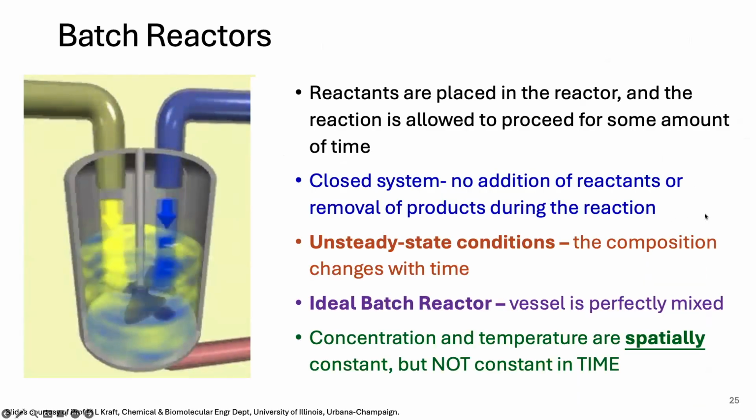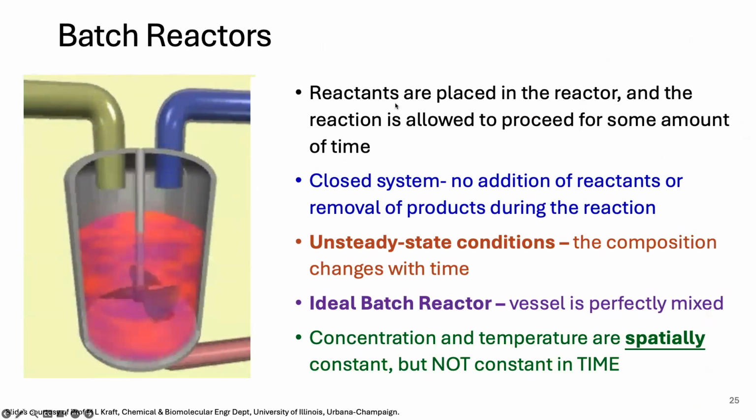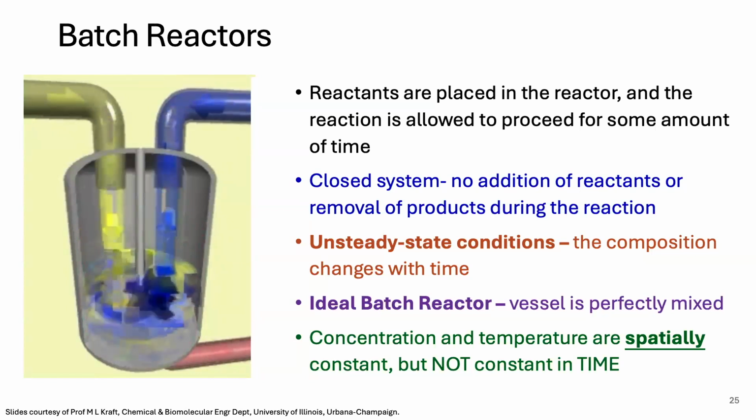So how do we run them? We mix together our reactant or reactants in the reactor and then allow the reaction to proceed for some amount of time. How long depends on the conversion that we want to achieve. Otherwise, these are a closed system. We're typically not adding any other reactants or products during the reaction. That only occurs at the end. Because as reactants are being consumed, products being made, these are happening over time. A batch reactor inherently operates in an unsteady state manner.